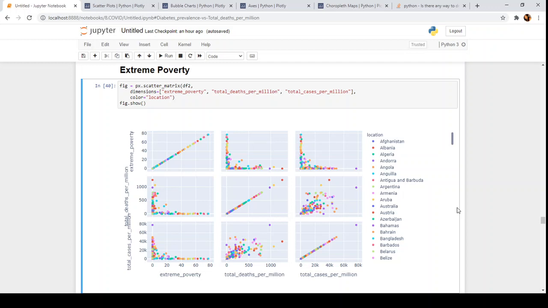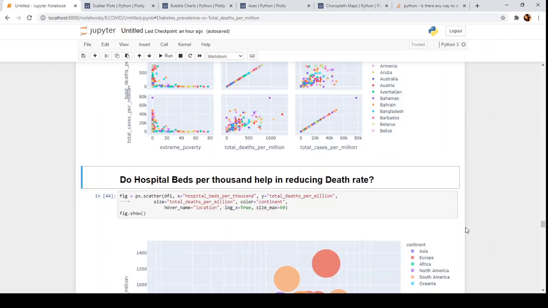Now the second bubble plot is the extreme poverty plot. I have shown extreme poverty and total deaths and total cases rates, I mean per million, here. You can see the relation between them, and on hovering you can get the countries. There are the relations between extreme poverty and total cases. Now let's move to the next plot.